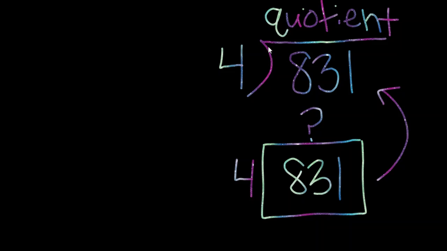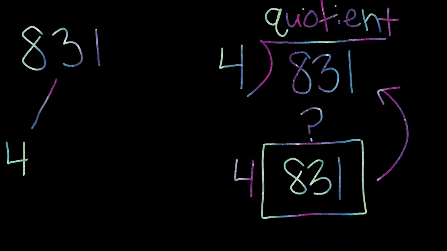Now, if we want to connect this back to multiplication, we think of our 831 as being our whole, and our 4 and whatever our quotient is going to be are our factors. They are our equal parts.